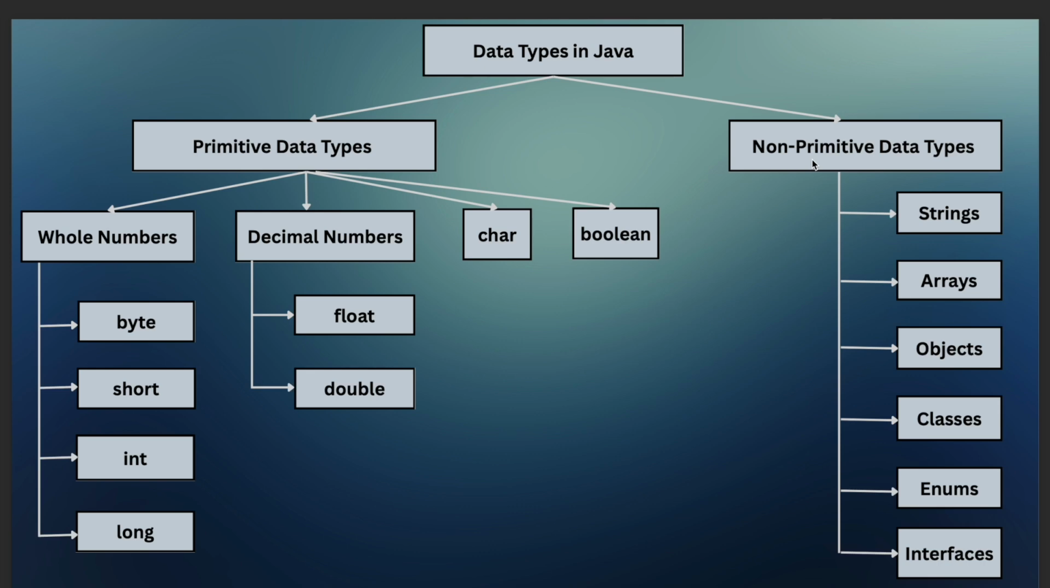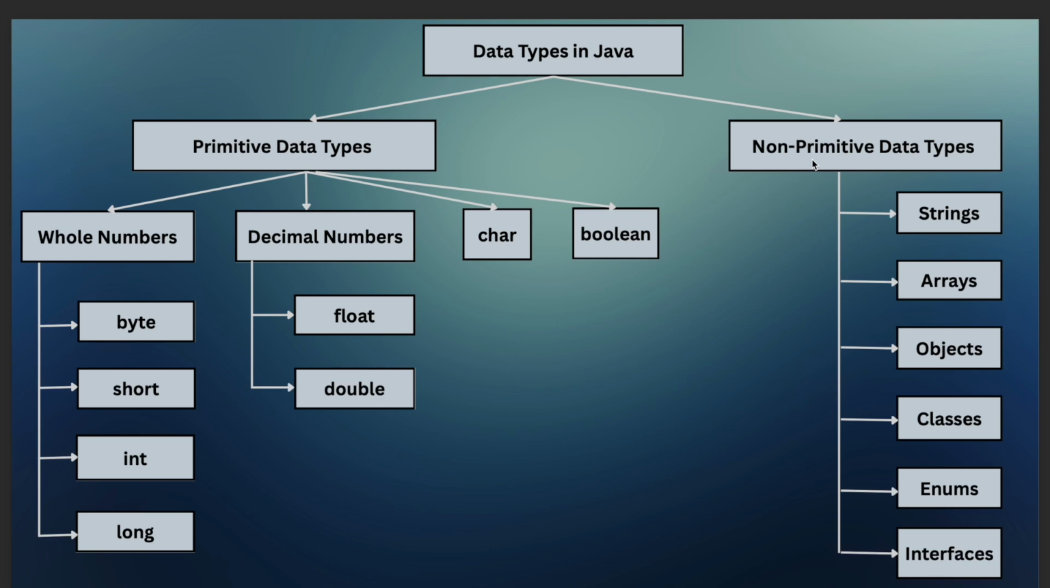Real world data is complex. Imagine building a student management system. A student is not just an age or a name. A student is a collection of an age, a name, a percentage, and an ID all combined. To represent these complex real world entities, Java uses non-primitive data types, often called reference types.